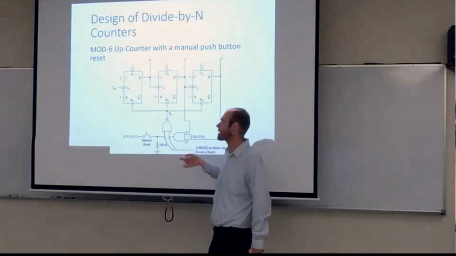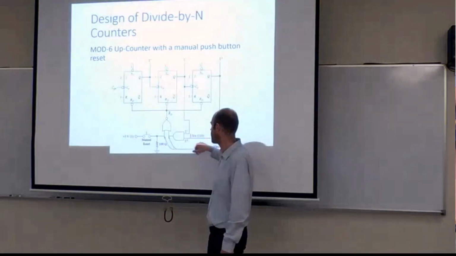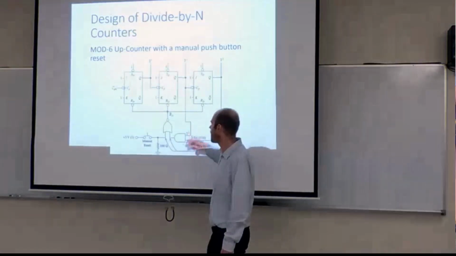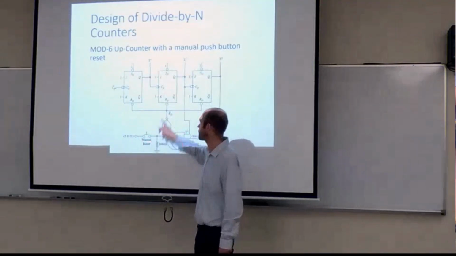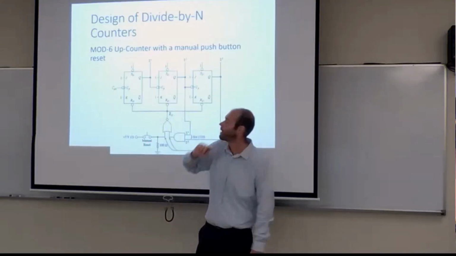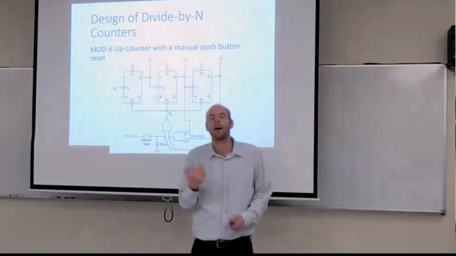This particular system can reset either by receiving the number 6 and doing an AND between the first 2 ones, or having a manual reset push button. So either of those would trigger the asynchronous reset. So it's a mod 6 up counter with a manual push button.